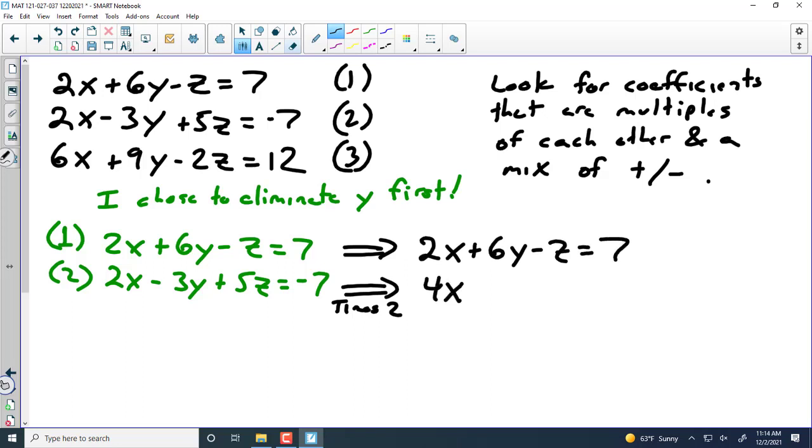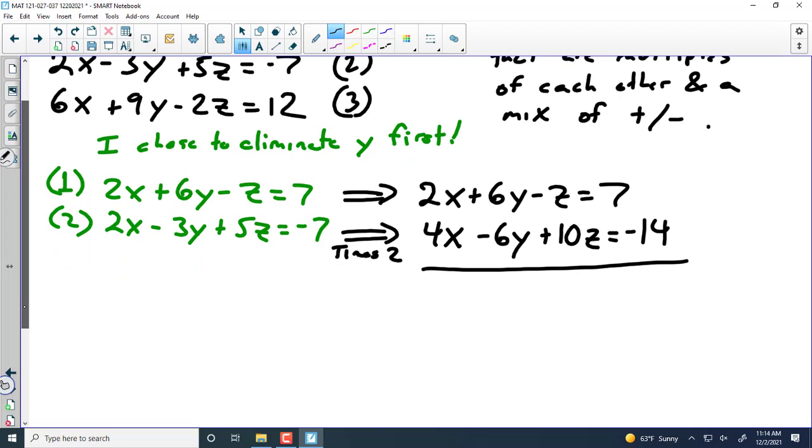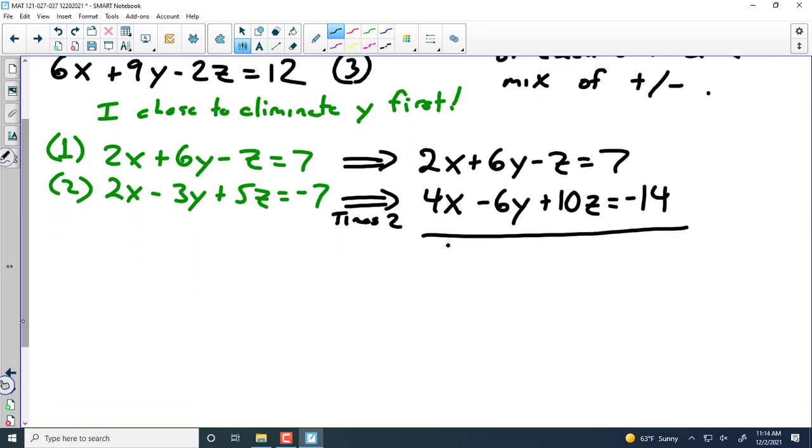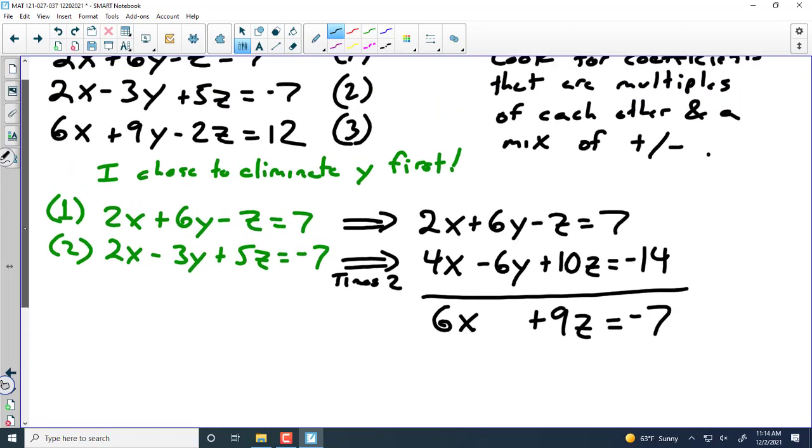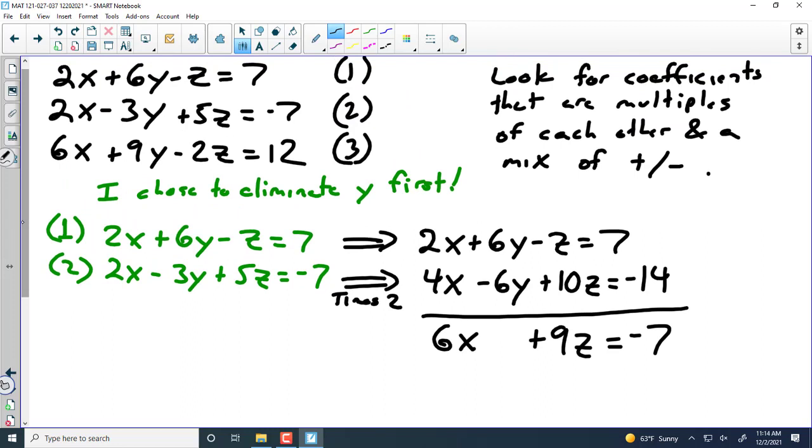Make sure when you multiply the equation by a number, you get every single term. Then you add them together. You get 6x plus 9z equals -7. Now, since I chose to get rid of y the first time, I got to get rid of y the second time. Otherwise, I'm just going to be going in circles.